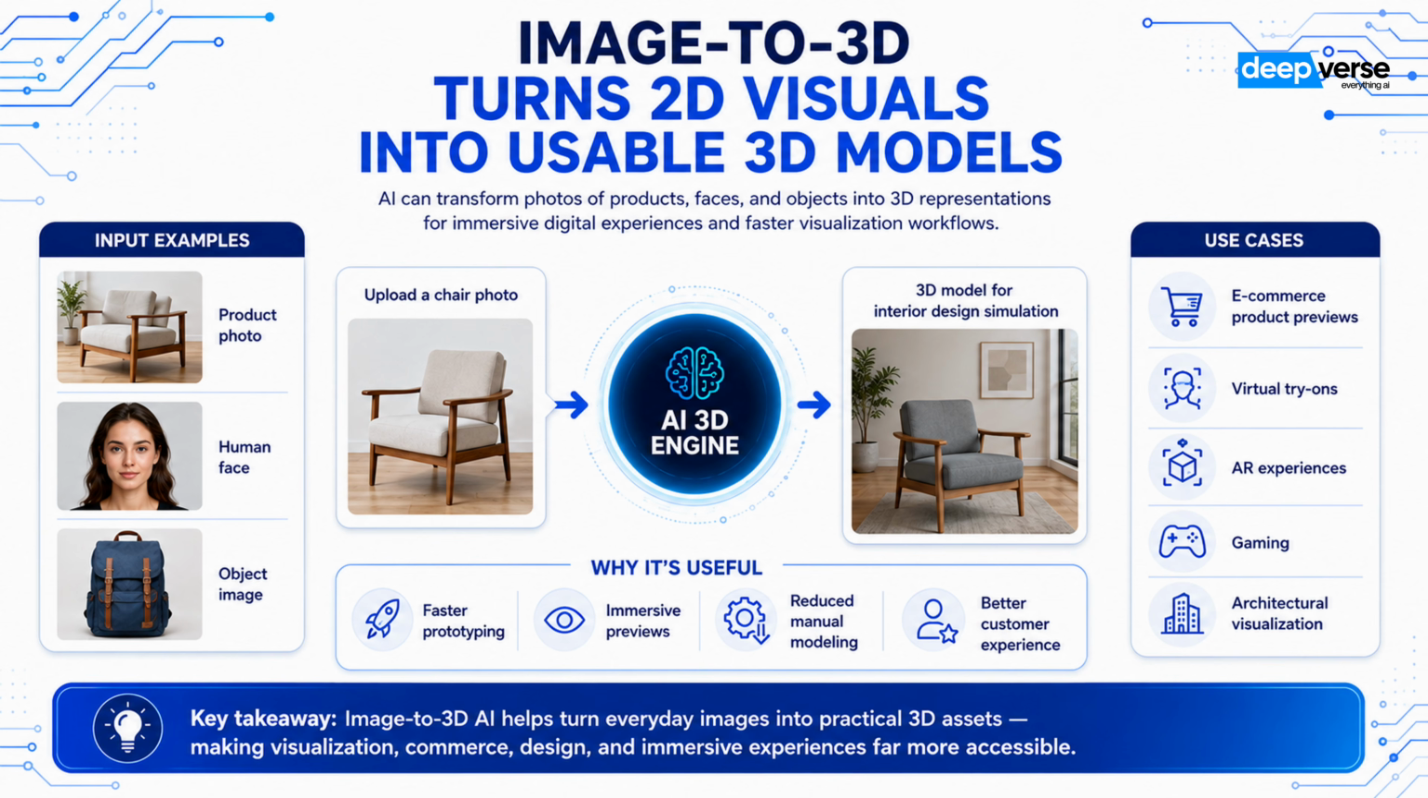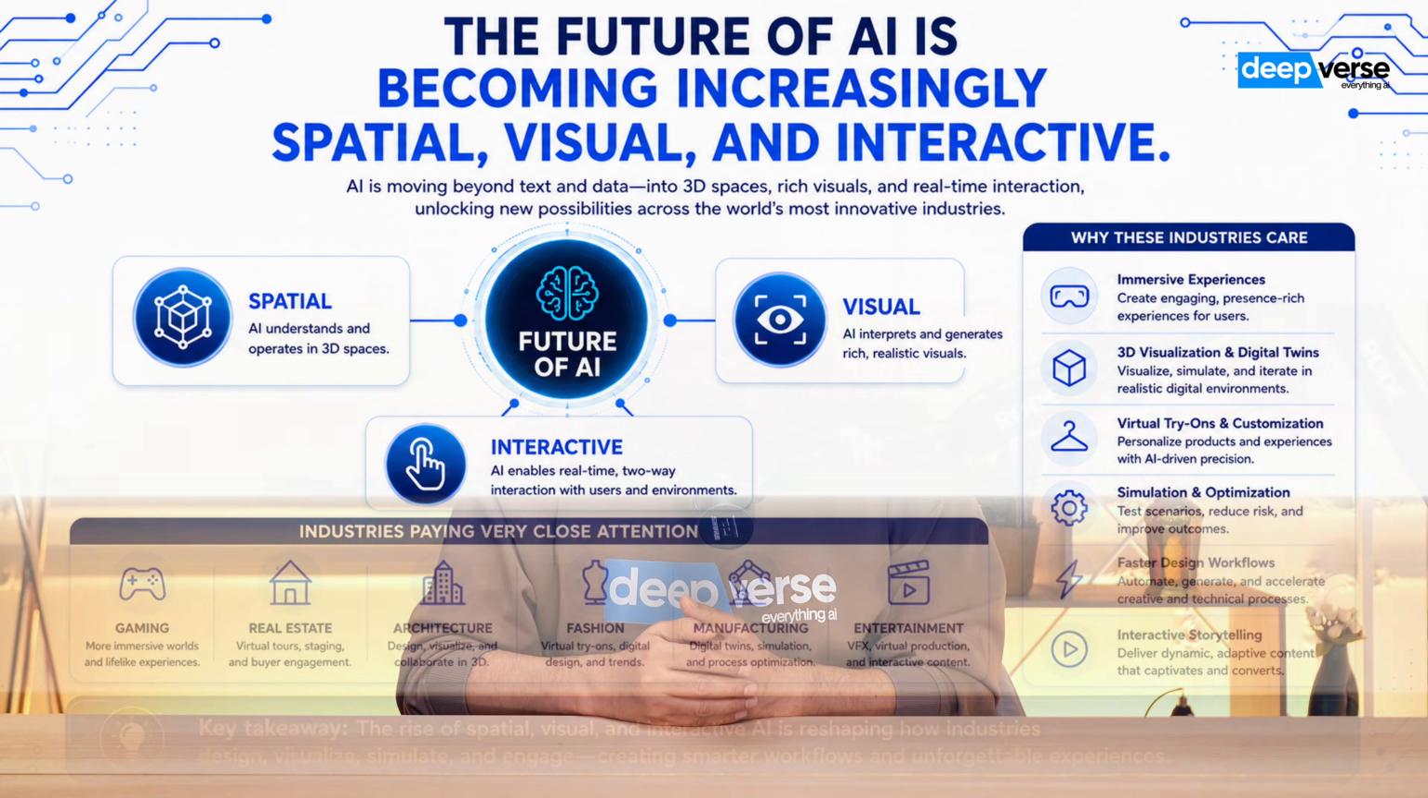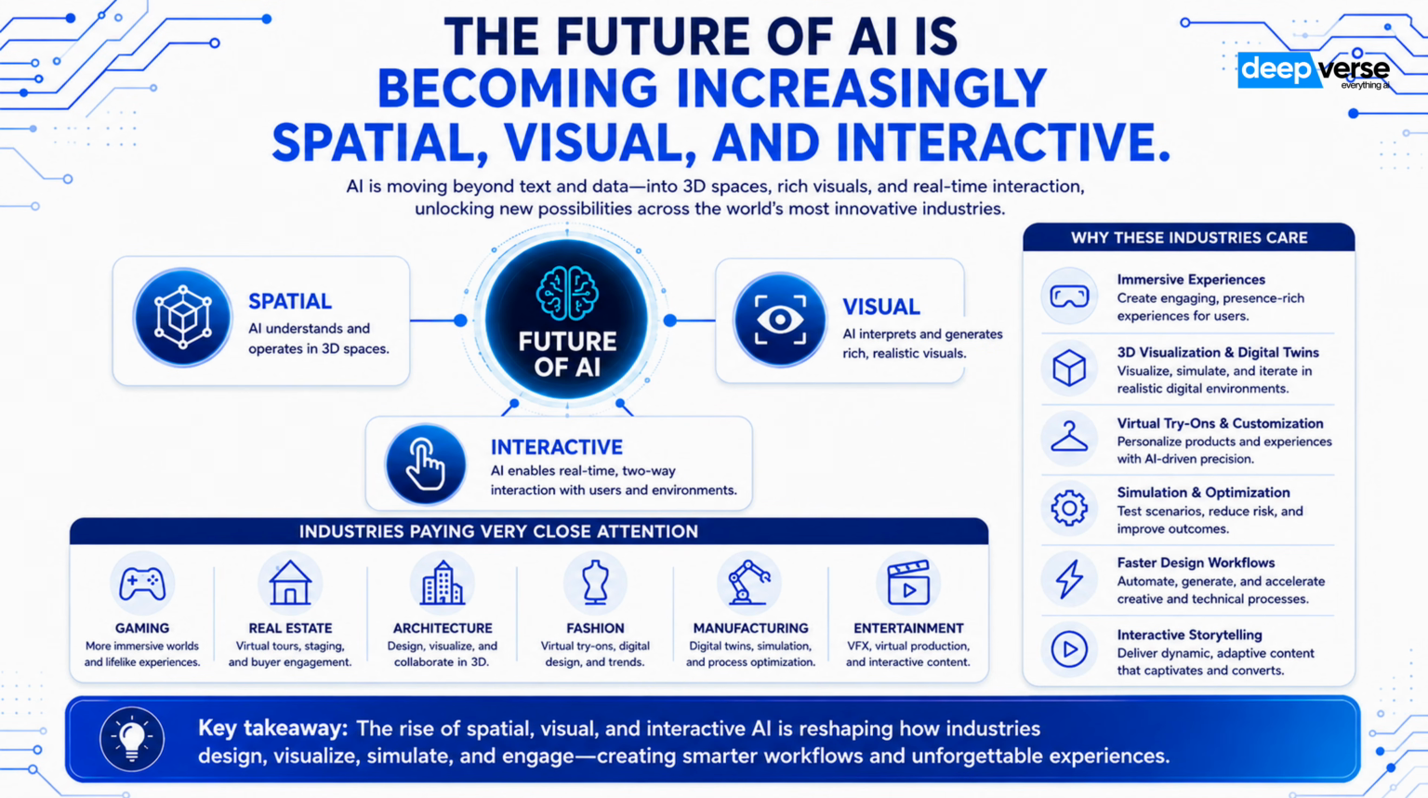Now, here is the bigger picture that I want everyone to understand. AI is gradually moving from generating text to images to audio to video and now into 3D worlds and immersive experiences, which means that the future of AI is becoming increasingly spatial, visual, and interactive. And this is why industries like gaming, real estate, architecture, fashion, manufacturing, and entertainment are paying extremely close attention to these developments, because eventually AI may help create entire virtual environments from just simple prompts. And while we are still early in this journey, the pace of innovation is accelerating unbelievably fast.